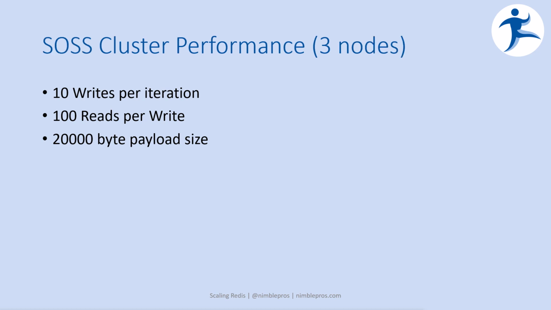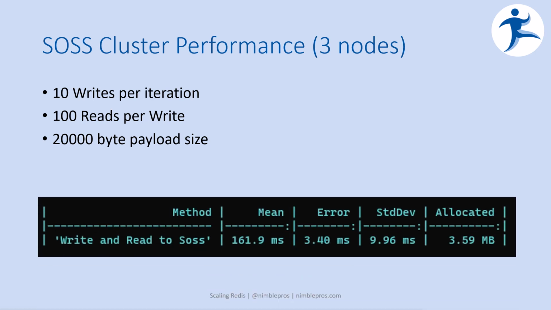We're going to run the exact same settings on the SOSS cluster, which is running on 3 of the same machines that Redis is running on. So it's exactly the same hardware, literally the same servers. And we're going to do 10 writes, 100 reads per write, 20,000 byte payload. And at this point, SOSS is able to perform 162 milliseconds on average.